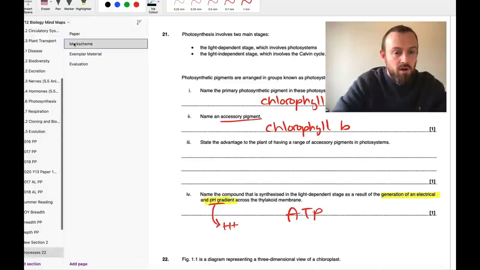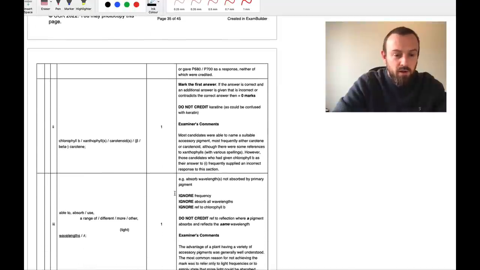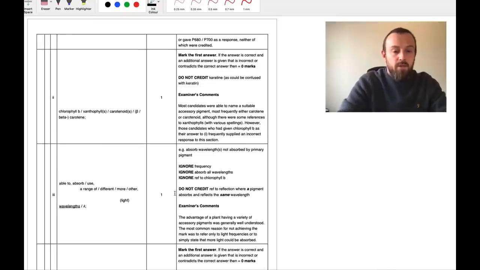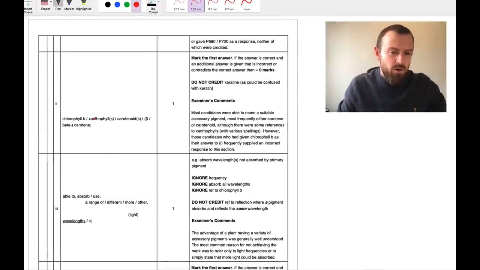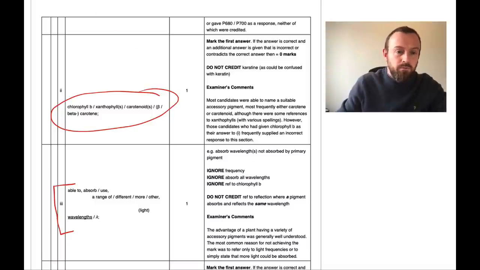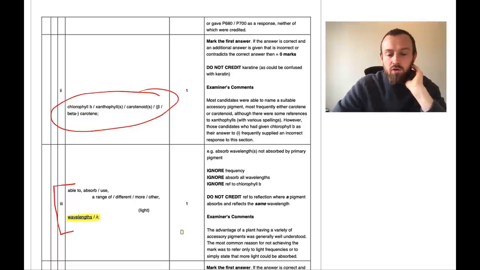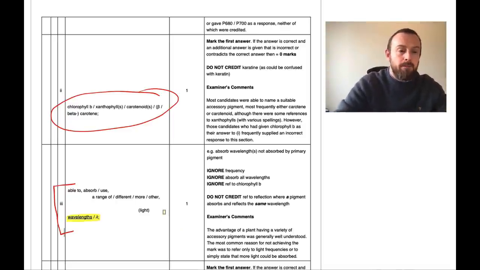So I'll briefly just go over to the mark scheme there if you want to double check what you said is allowed. Chlorophyll A, probably the only one that you really want to look at is this bit. The four different types of accessory pigment you could have mentioned here. And specifically, what does an accessory pigment do? You had to say wavelengths here. Okay, this is underlined. So able to absorb or use a range of or different wavelengths. I believe that one or two of my students said something like able to absorb different colors of light, which was not credited. Okay, you have to say different wavelengths of light. Don't say colors of light, say wavelengths of light. Let's move on.